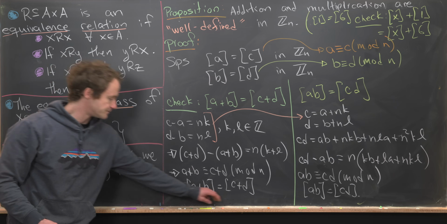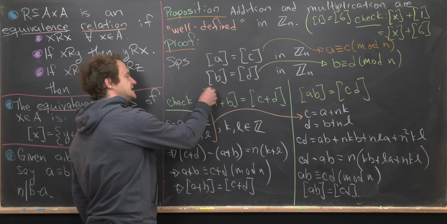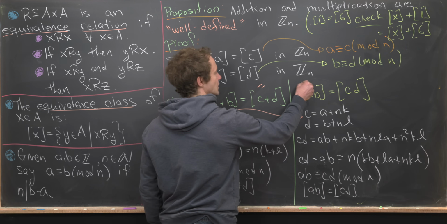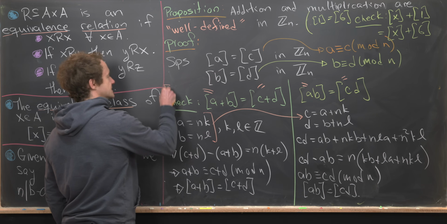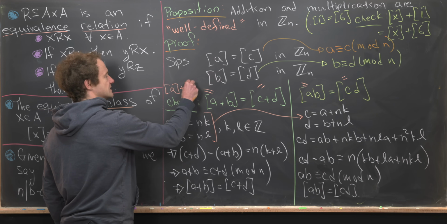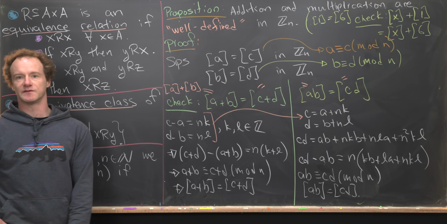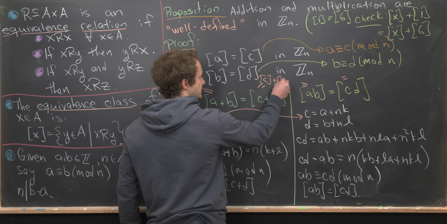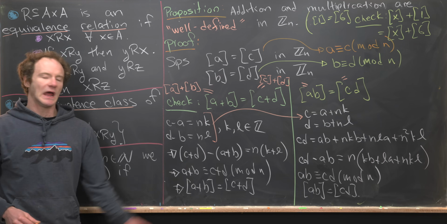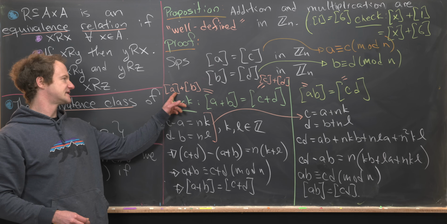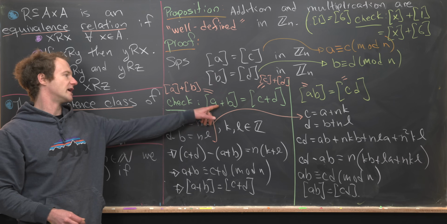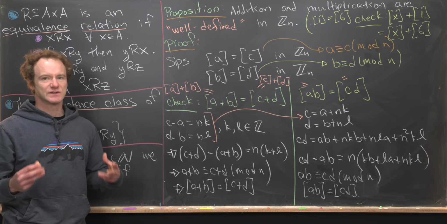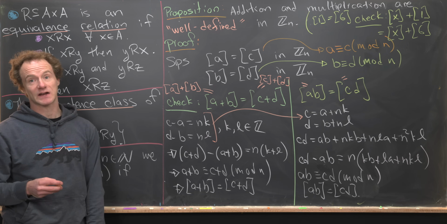So often you would write this addition and multiplication of equivalence classes as the addition of the equivalence class of A with the equivalence class of B, and then likewise on this side, C plus D. And what we checked is that this definition, where we bring the plus inside the brackets, is well defined. So that's in fact what we proved.